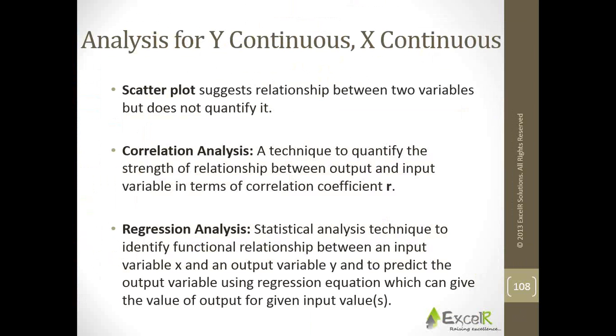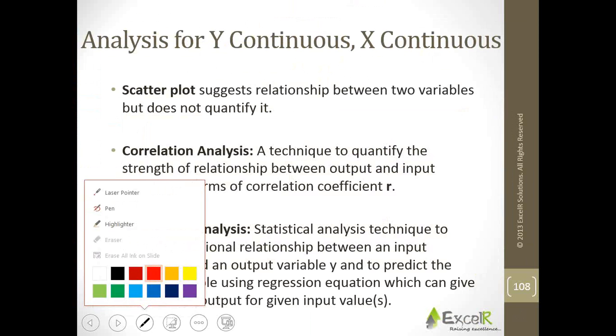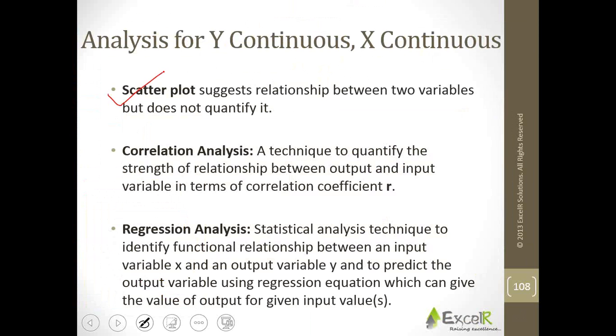If both are continuous, the first thing is you check the relationship. You use a scatter plot to check the relationship. A scatter plot looks like this, right? X and y, and you put numbers, you see the direction of those numbers, etc. This scatter plot does not quantify to what extent the relationship exists between the two variables. In order to quantify the relationship, you go to correlation analysis.